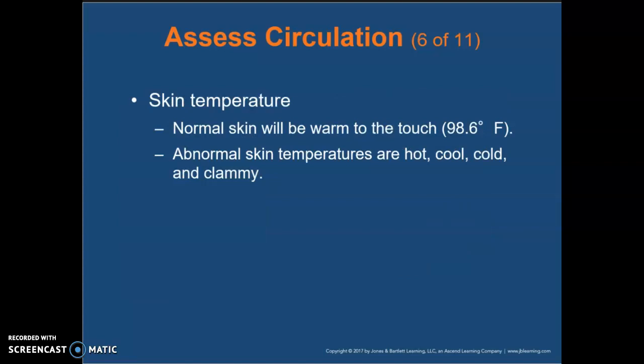Skin temperature: normal skin will be warm to the touch. The average is 98.6. Anything that's really close to that, we're not too worried about. Any abnormal skin temperatures are hot, cool, cold, clammy. Remember, clammy is that little bit of wetness to it. Diaphoretic is another term that is sweaty. And we can talk about that here in just a second.